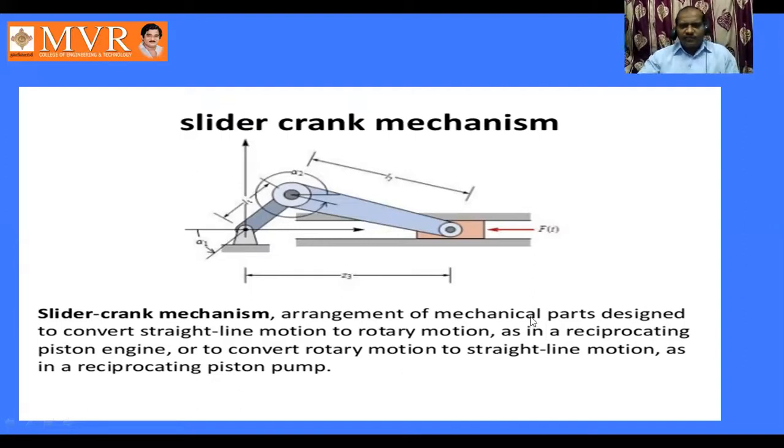So the arrangement of mechanical parts designed to convert a straight line motion to rotary motion, as in a reciprocating piston engine, or to convert a rotary motion to a straight line motion, as in a reciprocating piston pump. So this can be used vice versa. A linear motion can be converted into rotary motion. A rotary motion can be converted into a linear motion.